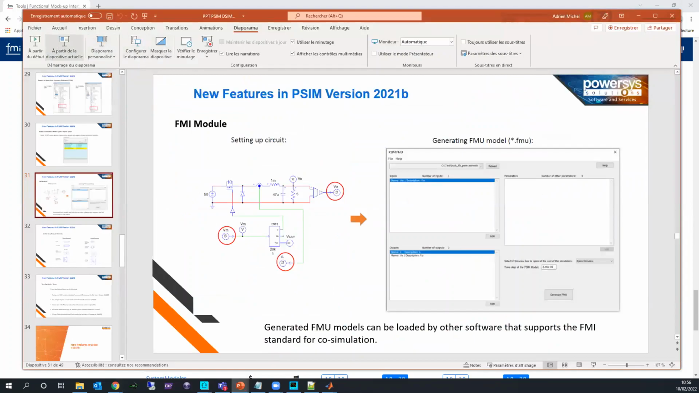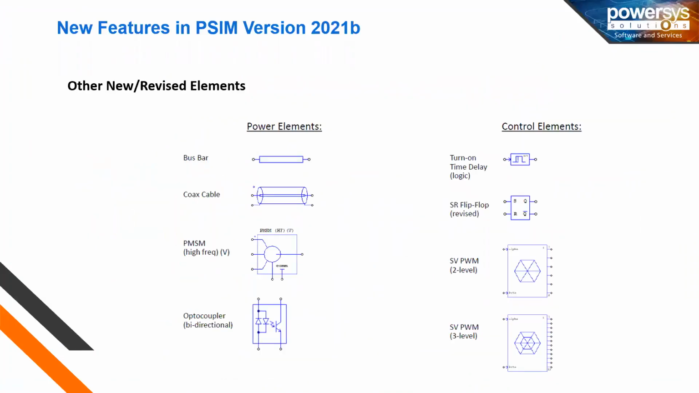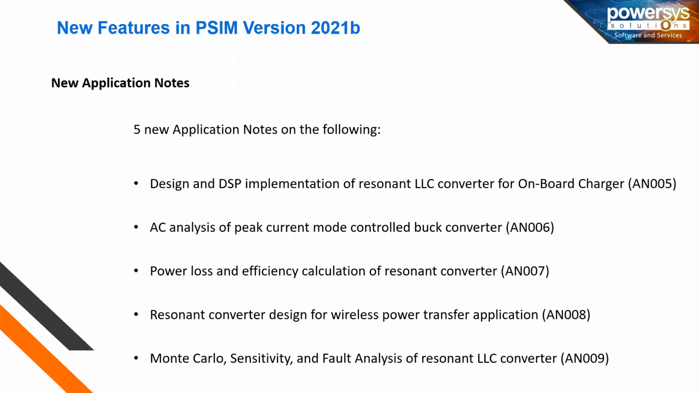And to finish with PSIM, new elements have been added, for example the bus bar, the coaxial cable, and a new control element, space vector PWM in 3 level. So we have added new components directly, and the different application notes, as I have mentioned, can help you to directly use LLC converters, how to make some AC analysis for buck control, for buck converters. So it will give you new tips and a very good process in order to do what you need.